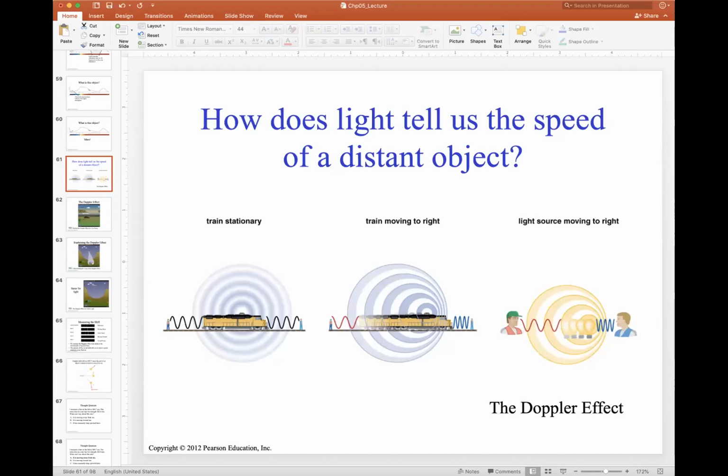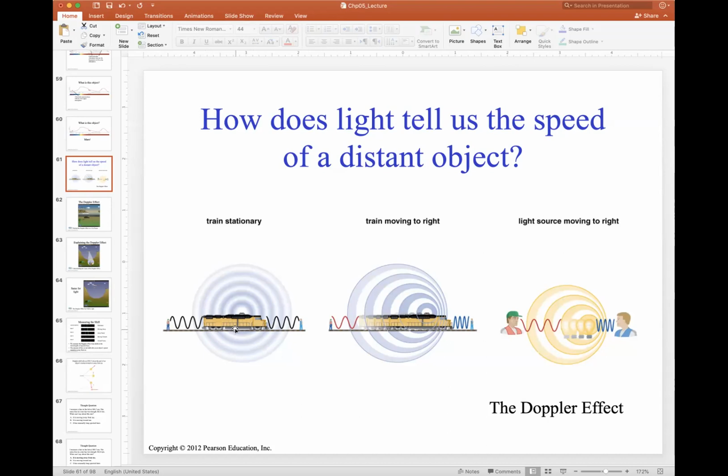Chapter 5, Part 3: how does light tell us the speed of a distant object? If I have a stationary train, and two observers, one on the right-hand side and the other on the left-hand side, they will hear the train with no difference between left and right, because the train is stationary.